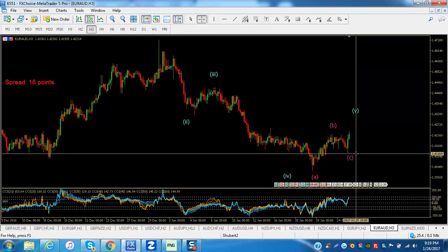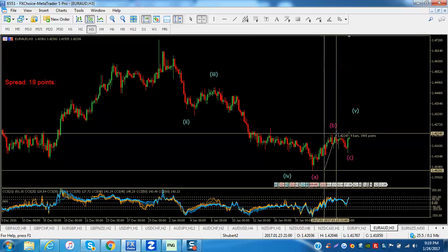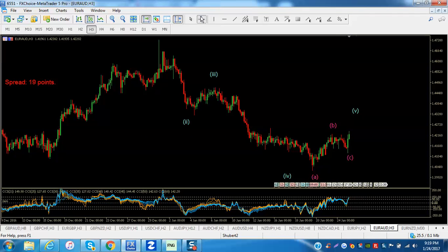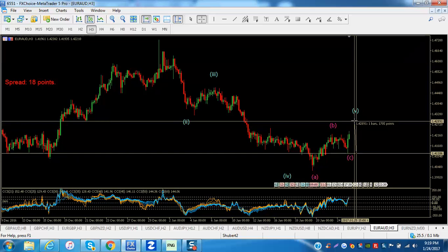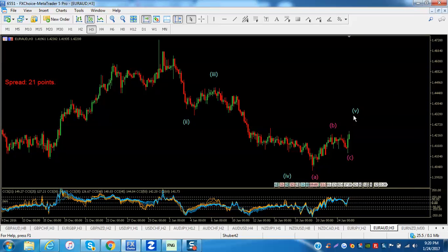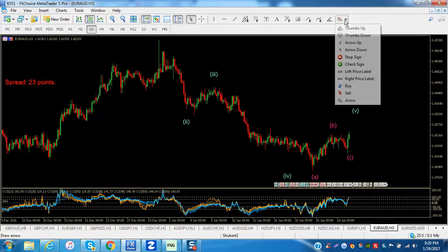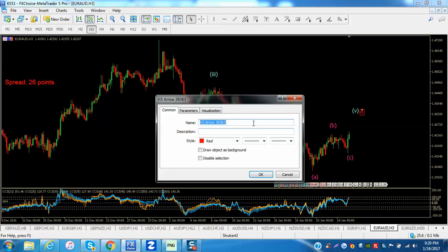So if this is the start of wave C, what did we say this was? 200 pips over here. Yeah, we'll call it 200. So if wave C starts here, 200 takes us up to around the 143.18 area, somewhere just about around this wave 5 symbol here. And we'll put it exactly there. What did I say? 143.18.